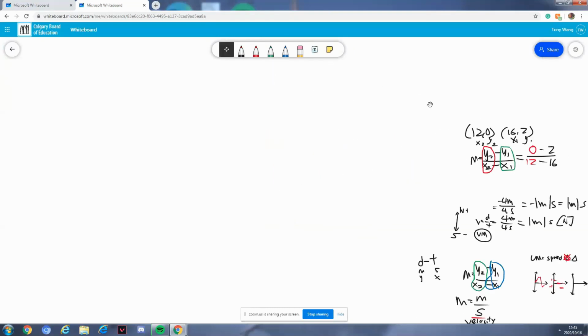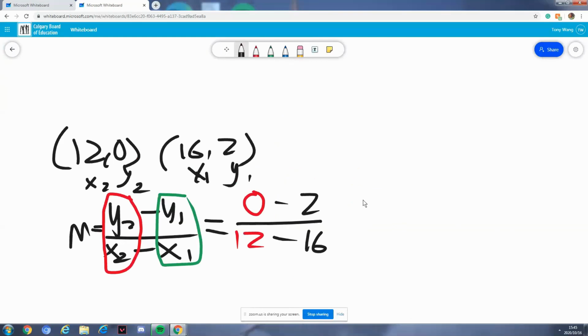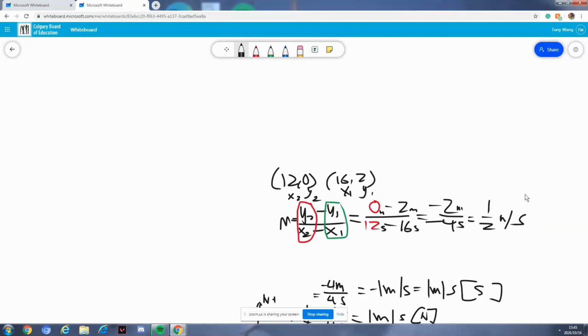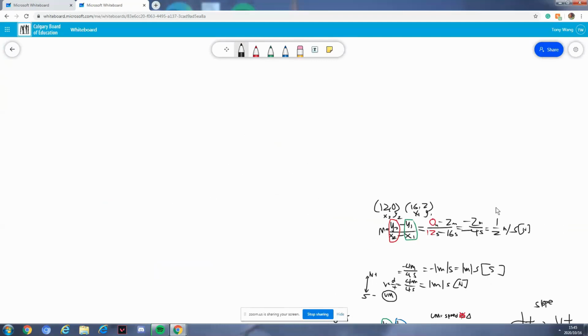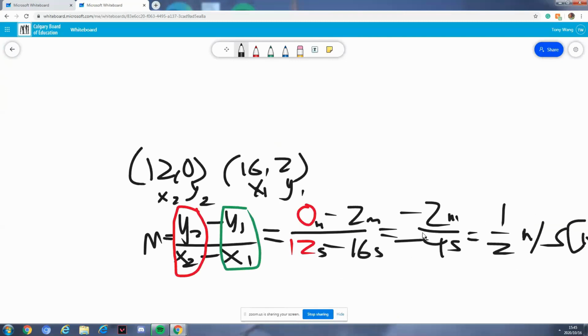Okay. So now we just do some simple math. 0 subtracted 2 is -2. 12 subtracted 16 is -4. It simplifies to 1/2 meters per second. Remember, these are units. Put units in because we're taking measurements, they're not numbers. Half a meter per second, and it's north. Is it north? I don't think it's north. I think I'm tripping today.